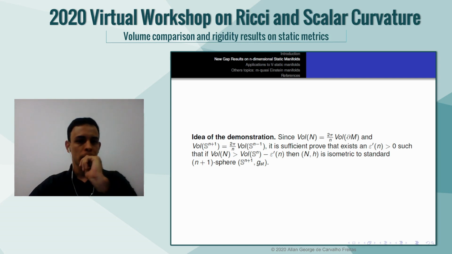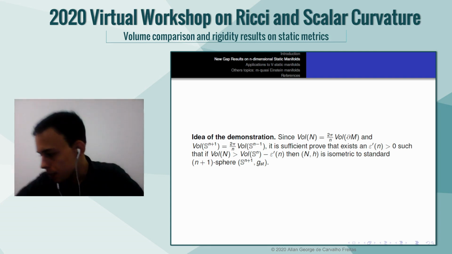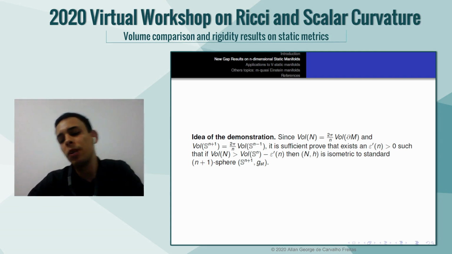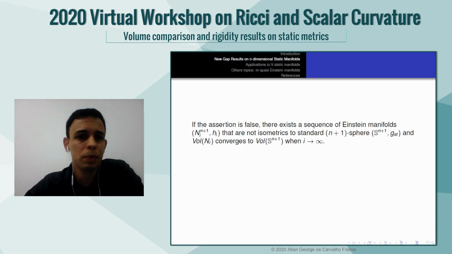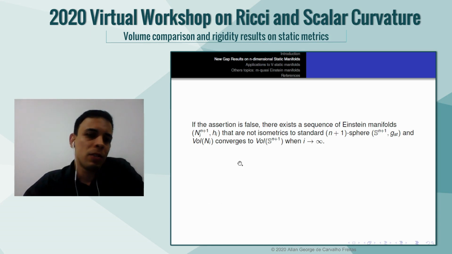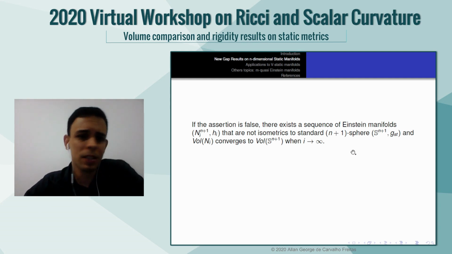I mentioned here that when you rotate the hemisphere around its boundary, you obtain an n+1 sphere. The argument here is standard: you use an argument by contradiction. If the assertion is false, we can produce a sequence of Einstein manifolds that are not isometric to a standard n+1 sphere, and we also have this condition of convergence in the volume.